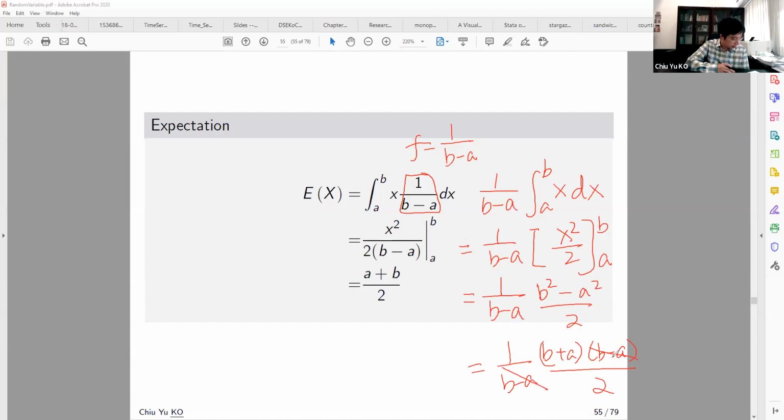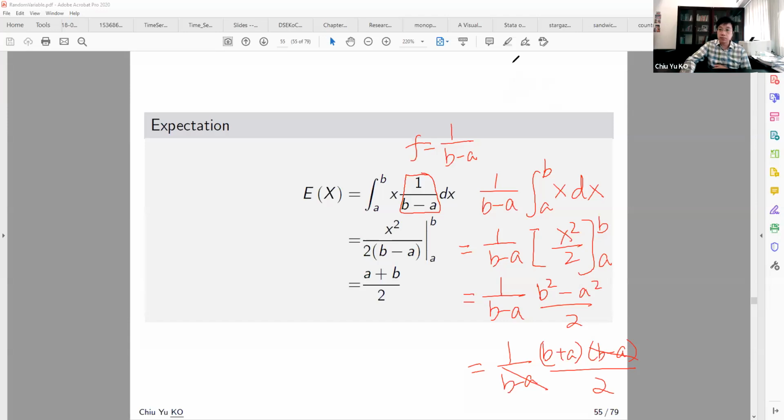For those who don't know, integration doesn't really matter. This is just a technical part to try to show you why the mean is like this, okay? If you don't know it, you can just remember it. There's no harm in doing so. Just remembering will be fine for those who don't know it, okay?